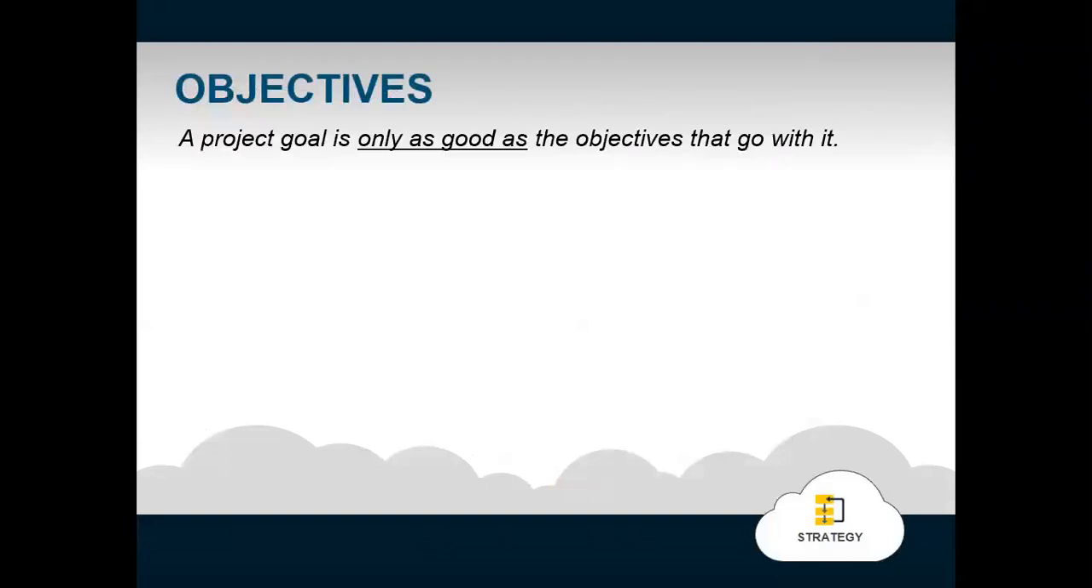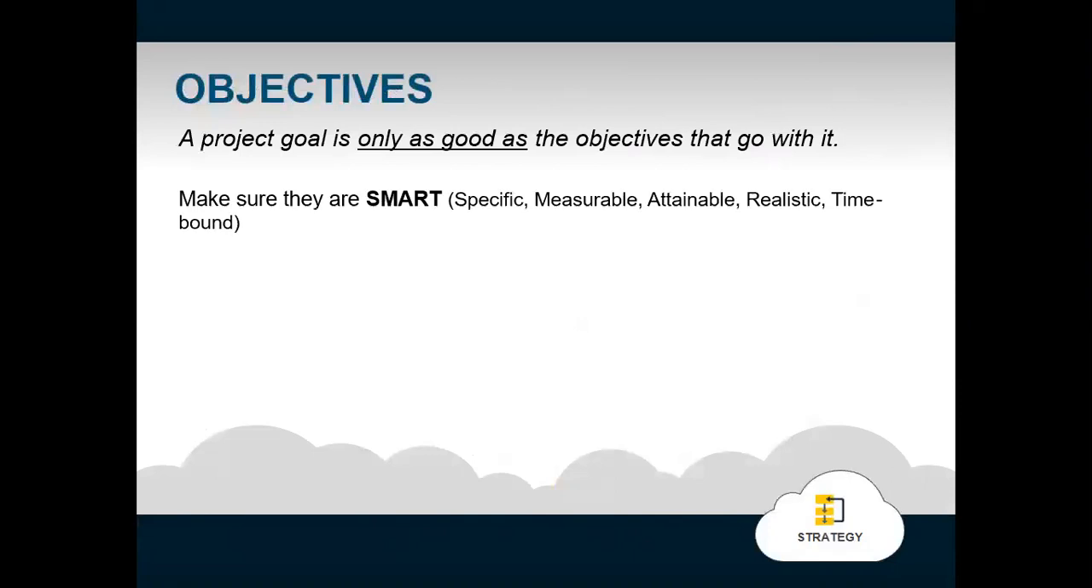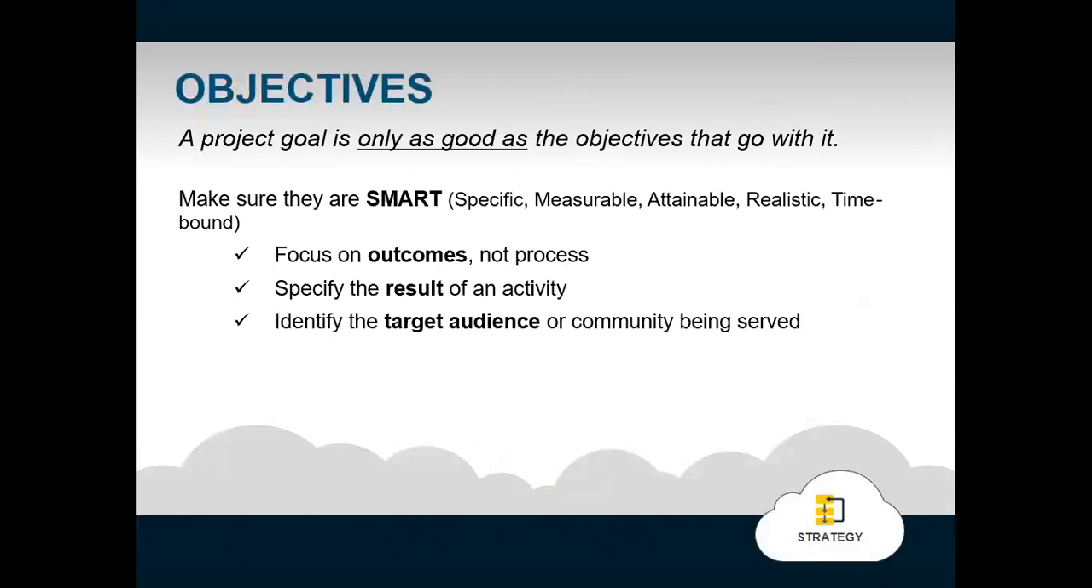A project goal is only going to be as good as the objectives that go with it. So you really want to make sure that you're focusing on SMART goals. These are specific, measurable, attainable, realistic, and time-bound. So again, you want to focus on outcomes, not necessarily the process. You want to make certain that you're looking at what the result of this project is going to be and who the target audience is that's being served.